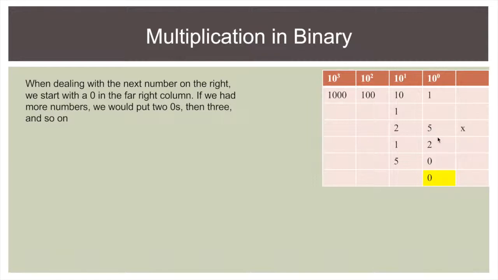Before we start with the next number, we need to add a 0. As we move through continuing numbers, we'll add 2 zeros to the next line, 3 zeros and so on if we need to. As this problem only has 2 digits in the bottom, we're going to need to add 1 0.